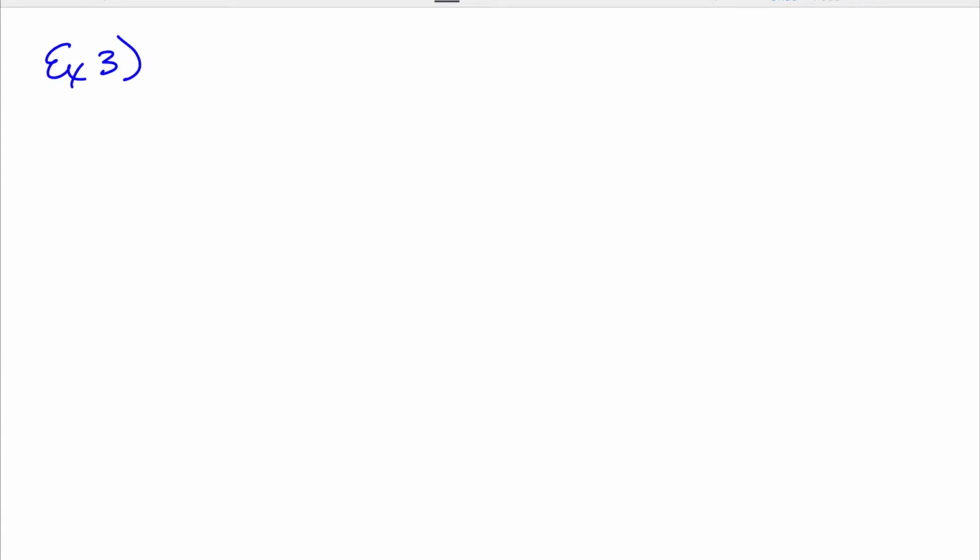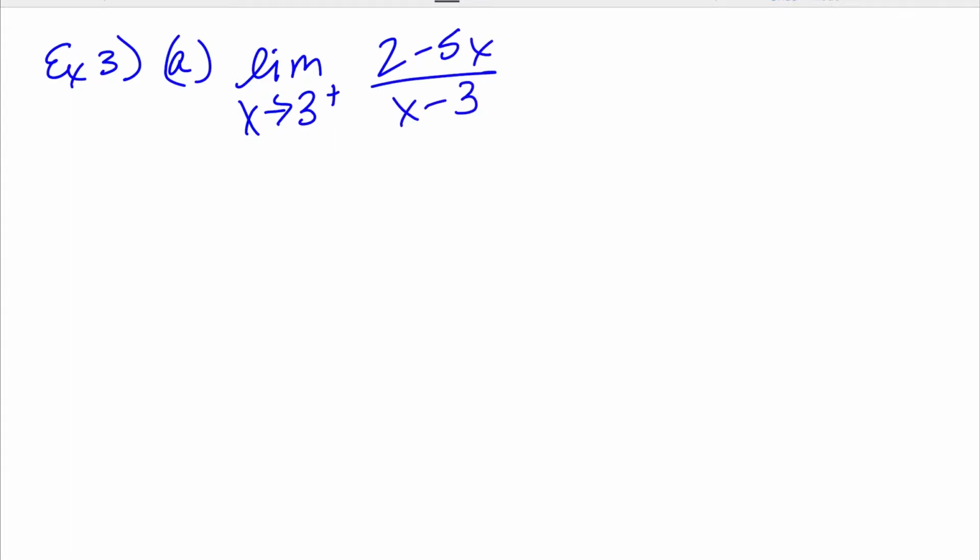Okay, let's solve some of these limits that go to infinity analytically. So here's our first one, example 3a. I'm going to take the limit as x approaches 3 from the right of 2 minus 5x over x minus 3. Now tell me again, anytime I come to a limit, no matter what section I'm in, I just look at a limit, what do you have to do? Plug it in. Good for you.